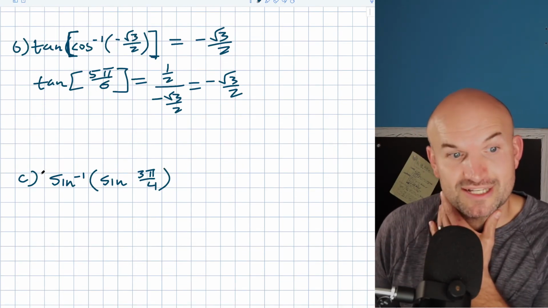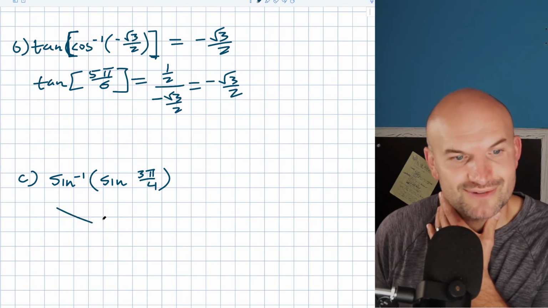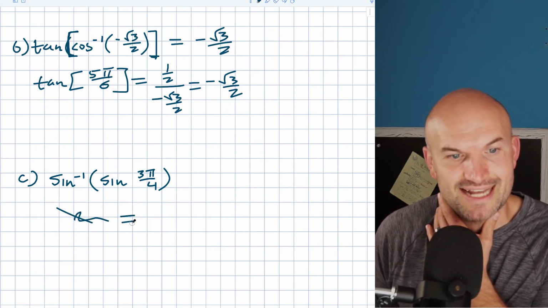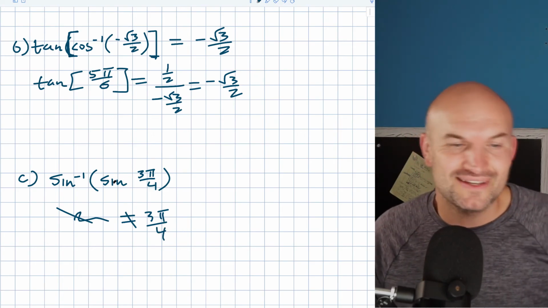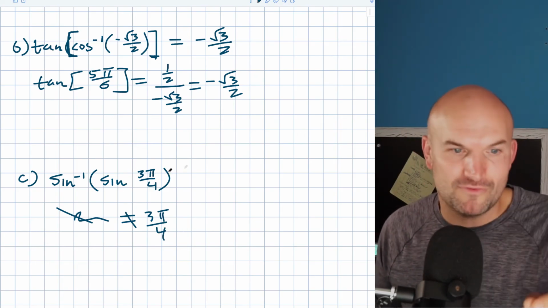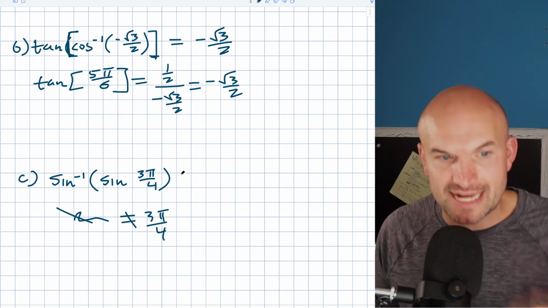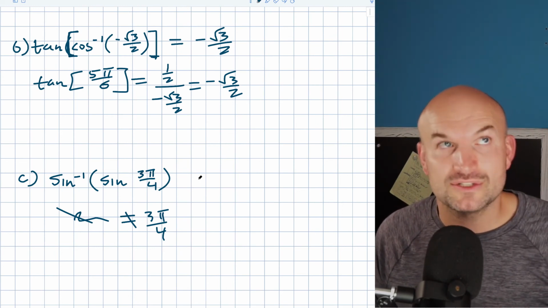And with this answer, a lot of students like to do this: don't just say the answer. It does not equal 3 pi over 4. Don't do that, okay? Work through this inside out. Sine of 3 pi over 4 is what? The sine of 3 pi over 4 is going to equal sine of 3 pi over 4.